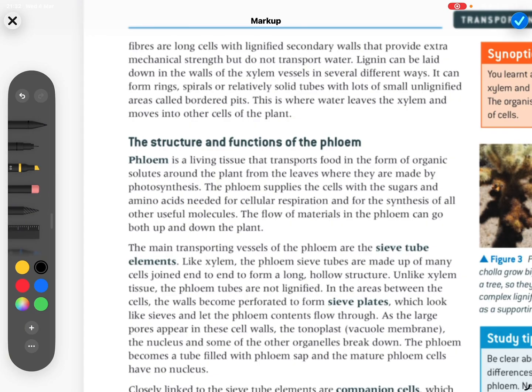It goes up and down the plant. Unlike the xylem, the flow of materials in the phloem can go both up and down. Remember, xylem goes from the roots to the top, it doesn't go down. Phloem needs to go from the leaves down, but it can also go up because it's special.